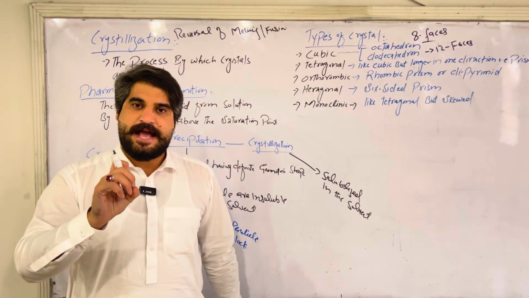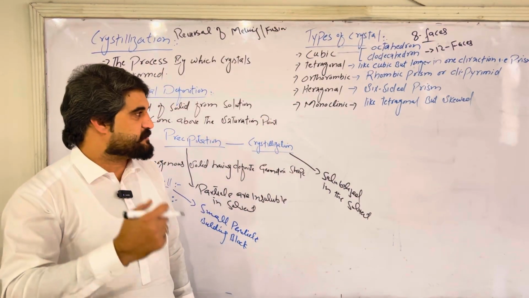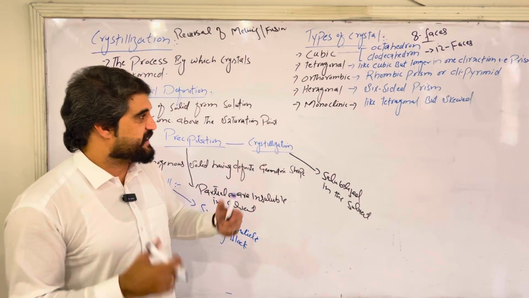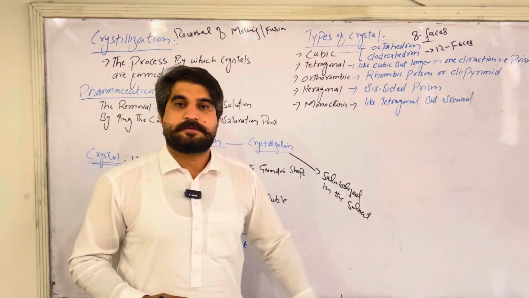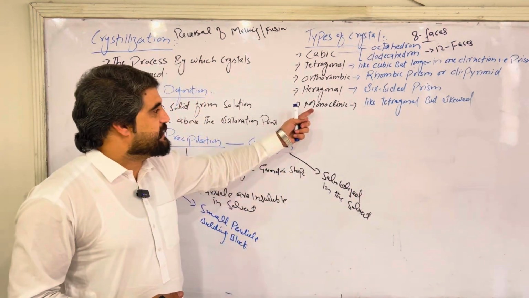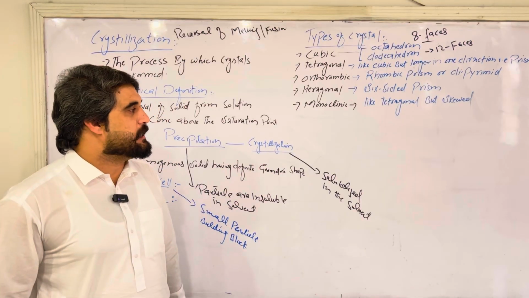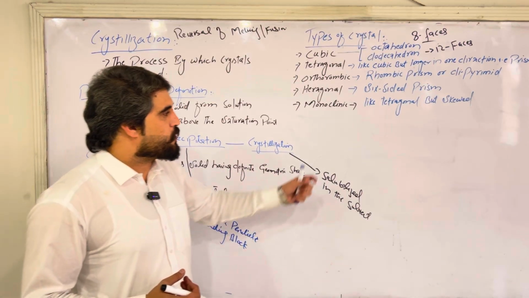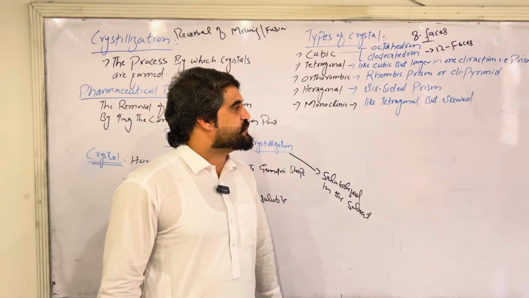Hexagonal, as the name indicates, six faces, six edges, six corners, a six-sided prism, while the last one is monoclinic crystal. Monoclinic crystal is like tetragonal.